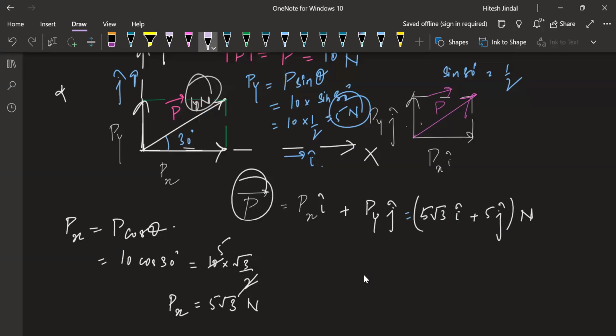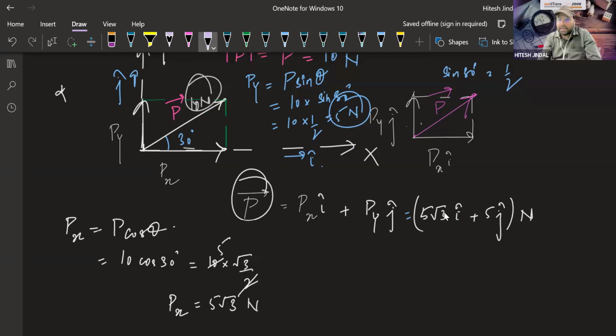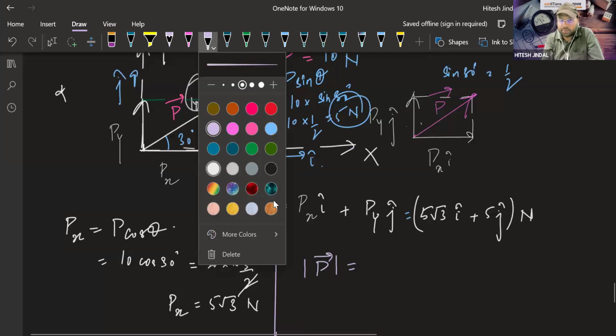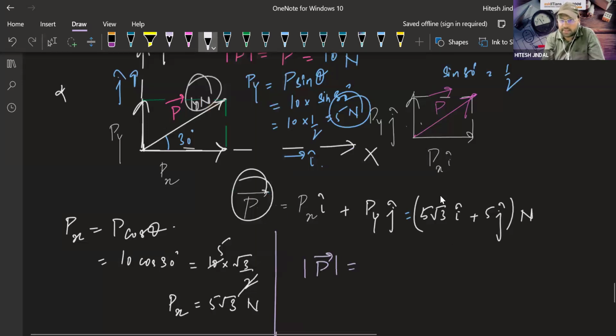Yes. So this vector P can be written like this. Now tell me, if I ask you the magnitude of vector p, what is the magnitude of vector p? How will you tell me the magnitude from this expression?